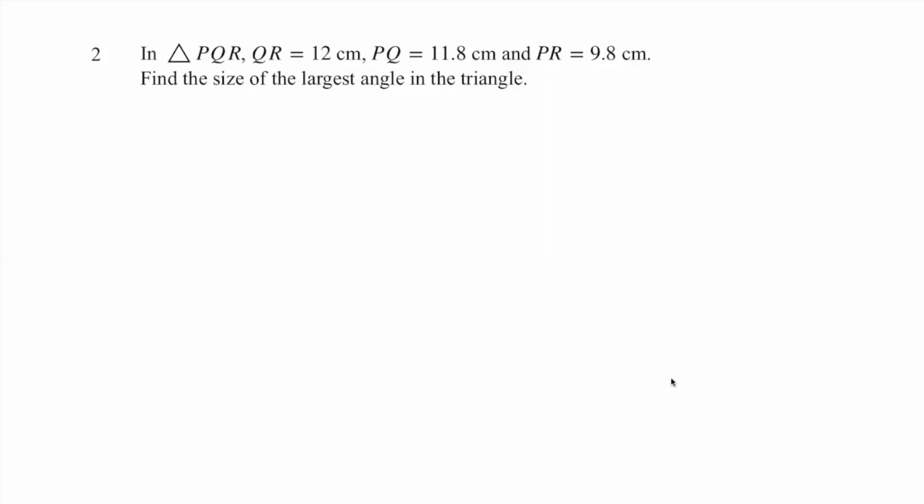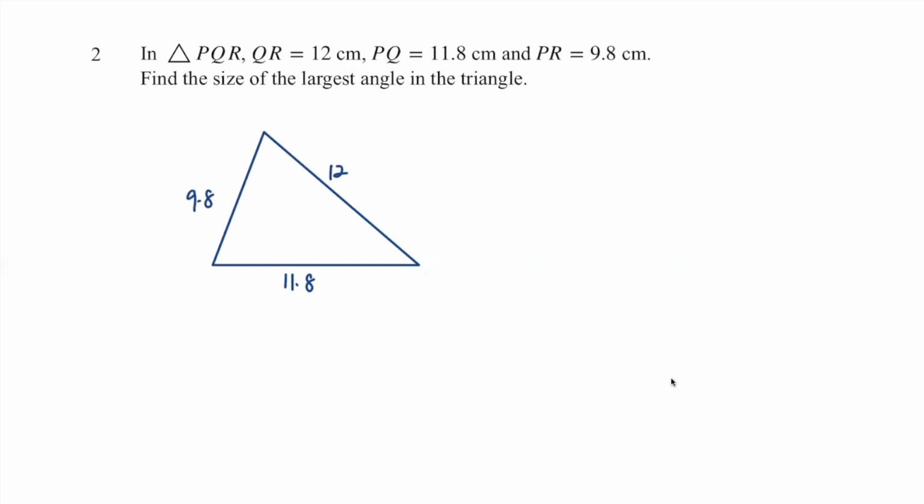In worked example 2, they never draw a triangle for you, but you can draw it yourself. Triangle PQR, inside triangle PQR, they give you certain sides. QR is 12, PQ is 11.8, and PR is 9.8. So I'm just going to randomly draw a triangle. You don't know what it looks like. The longest, you let it be 12 because the question says it's 12. Then this one is 11.8 and this is 9.8.